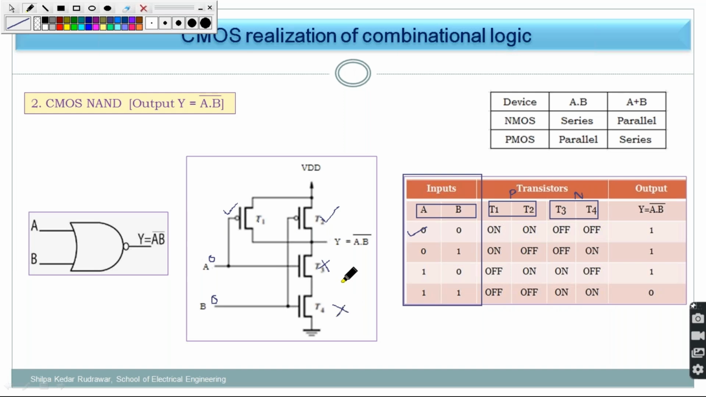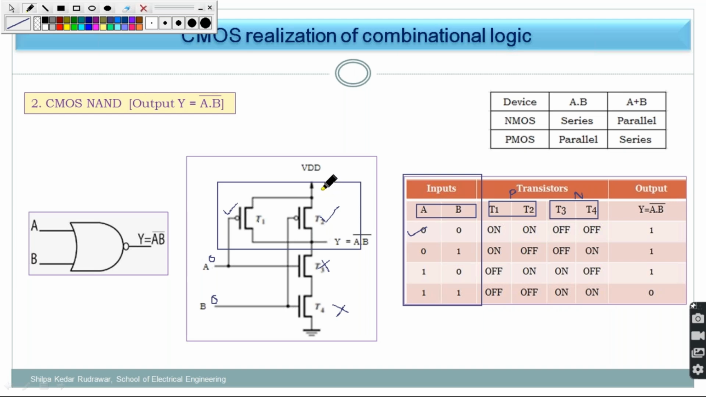Now, as I told you, in CMOS circuitry only one network will be on at a time. It never happens that both networks are on. So here you are able to see only the PMOS network is on, as it has a path from this to this, or a path like this, from VDD to output.